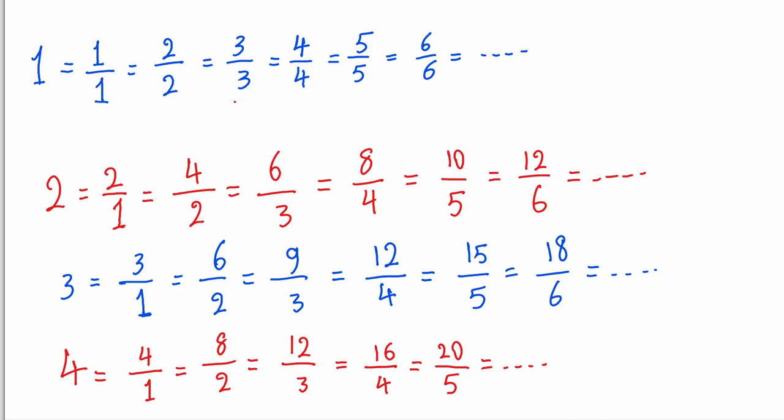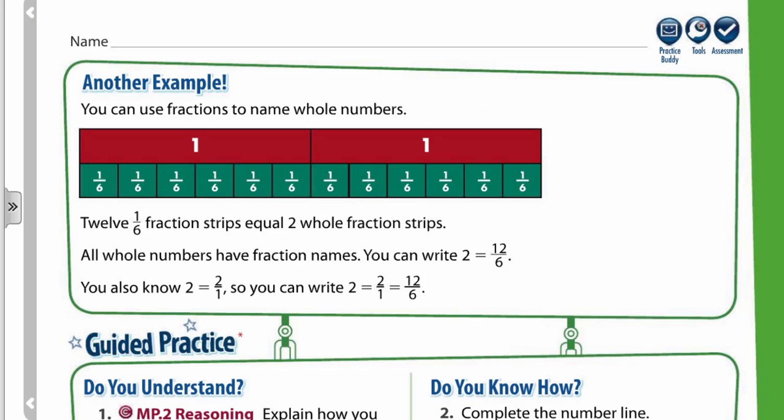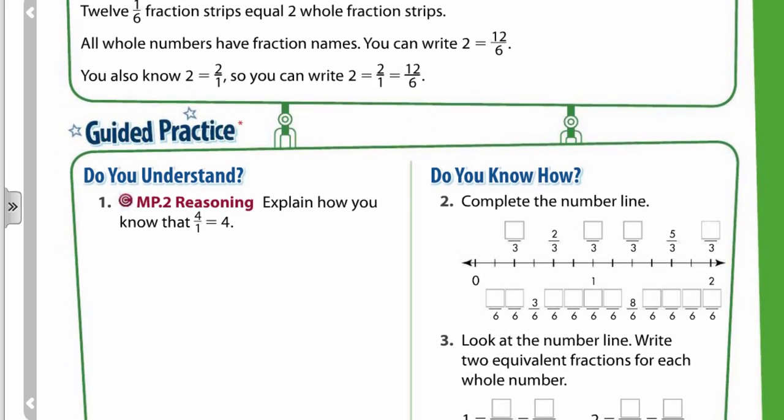So now we can move back to the book and move to the next page. We have an example here. In this example, we are using sectors, and we see that the whole one is 6 sectors and the whole 2 is 12 sectors. We can do this using number lines and also using models.